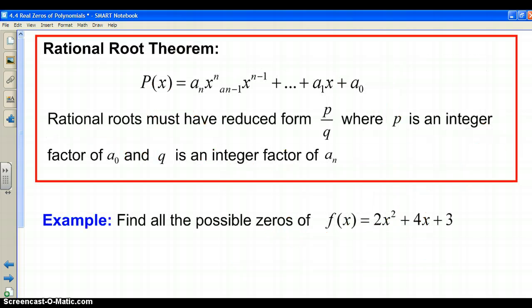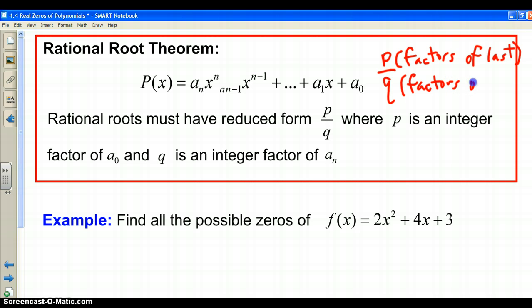This looks like a really, really complicated theorem. And you can try to understand this, or once you start doing this, it's actually a very easy theorem, but it looks so complicated when you look at it in this form. You have to get this idea of P over Q. So P divided by Q, where P represents the factors of the last term, and Q are the factors of the first coefficient. Here's what I mean by that.